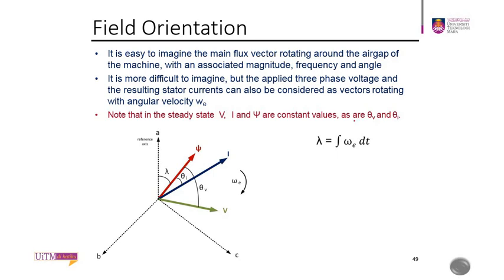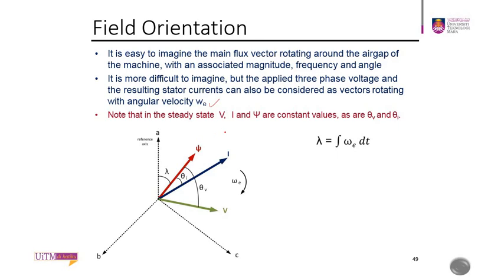It is more difficult to imagine, but the applied three-phase voltage and the resulting stator current can also be considered as vectors rotating with angular velocity, omega E, and this will be interpreted also as frequency. So in the video that you will be looking at after this, you can see the rotating field. That is what we call the speed. So the speed of the rotating field is the electromagnetic speed.